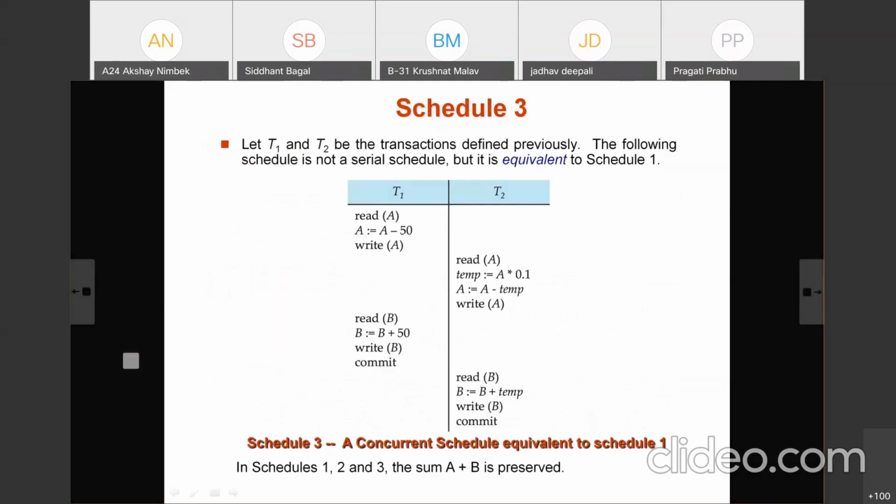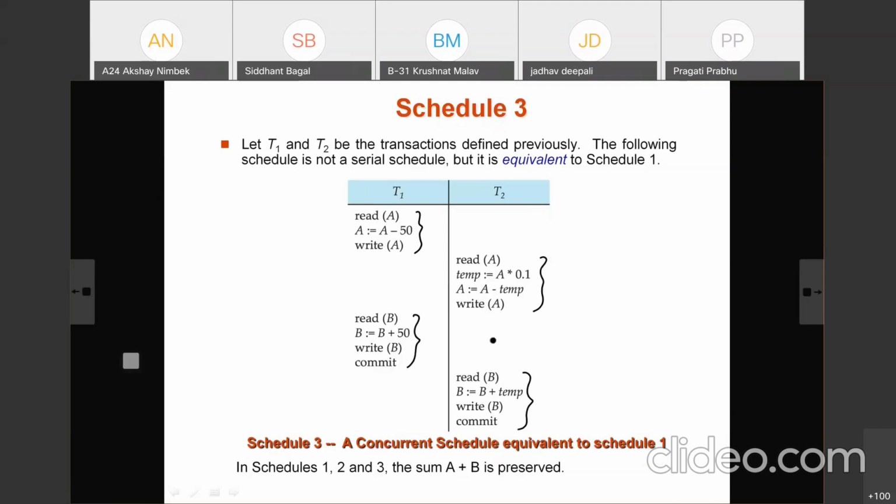Here let T1 and T2 be the transactions we have seen previously, and this is one concurrent schedule. It is not serial, correct? In serial, one transaction executes entirely and then we go for the second. But here it is concurrent. It executes some of the instructions of T1, then some of the instructions of T2, then T1 again, then T2. Now see whether it preserves the consistency or not. One advantage of serial schedule is that it always results in data consistency. But see whether this one also preserves data consistency.